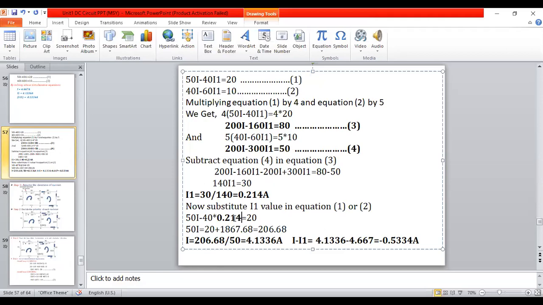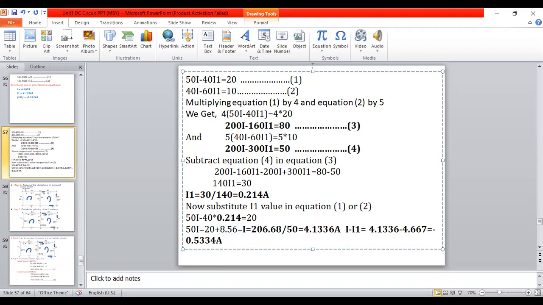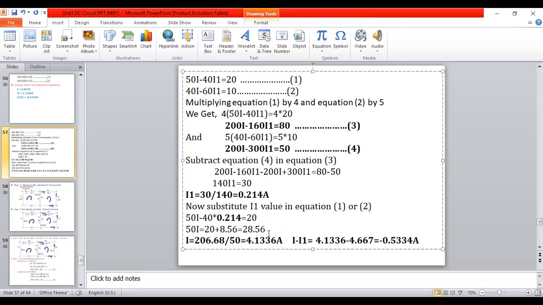Just a minute, I will do the calculation. 40 into 0.214, how much will you get? 8.56. 8.56 plus 20, 28.56. So 28.56 divided by 50.